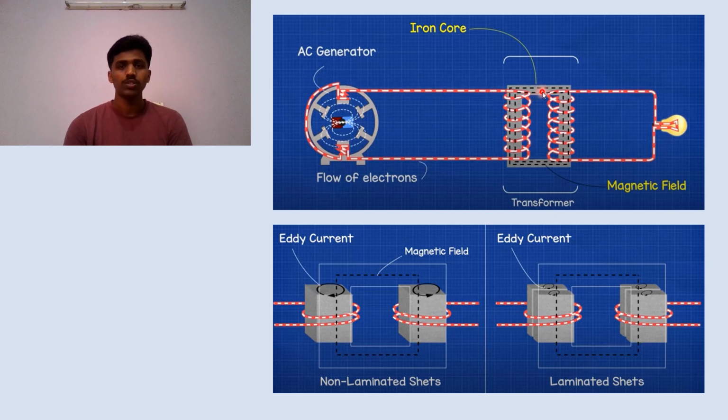But there is a problem associated with this iron core. That is the eddy current. The eddy current is nothing but the current that swirls on the core and results in the loss of energy in the form of heat. In order to overcome this, engineers use a laminated iron core. This will reduce the eddy current to a great extent.